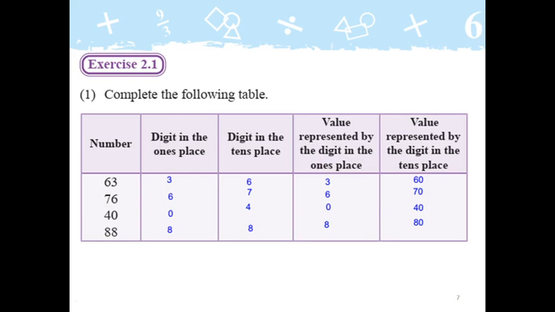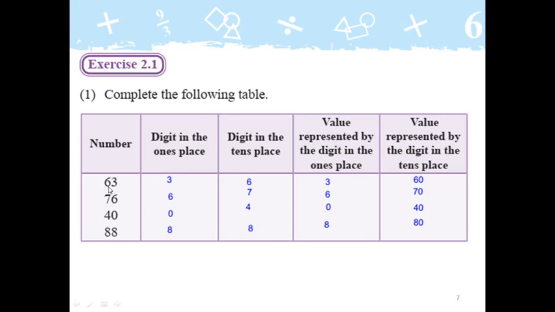Look at the exercise 2.1. Please do the exercise and you can check the answers. I will explain the first question. Complete the following table. Number, digit in the ones place, digit in the tens place, value represented by the digit in the ones place, value represented by the digit in the tens place. Okay, let's take the first one.